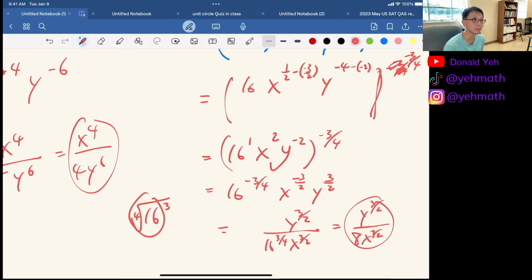Maybe I'm missing something. Why does the x squared become x to the power of negative 3 over 2? Because this 2 times this. So 2 times negative 3 over 4. This is 2, so it'll be negative 3 over 2. That becomes multiplication because you have a power outside.